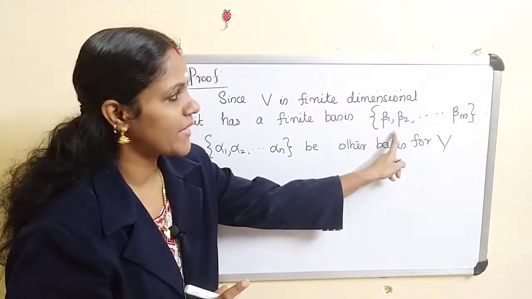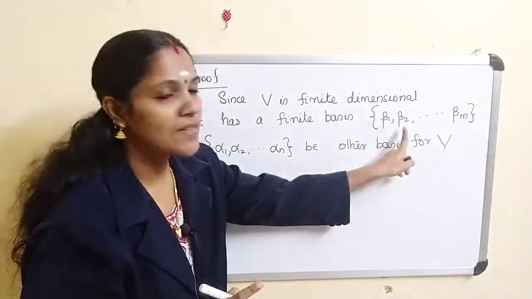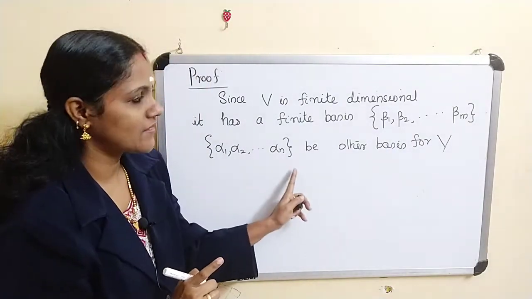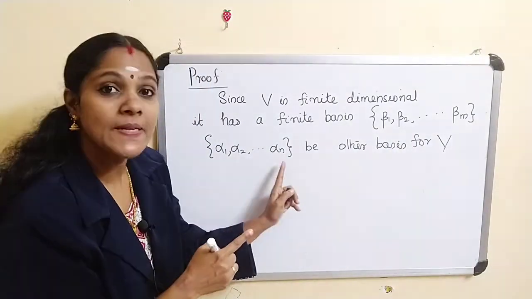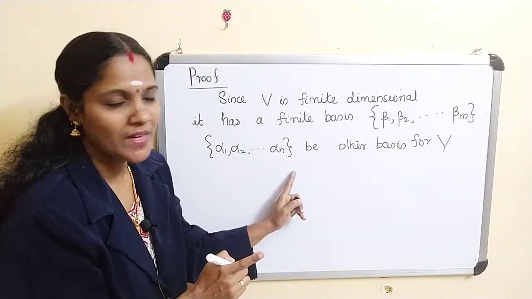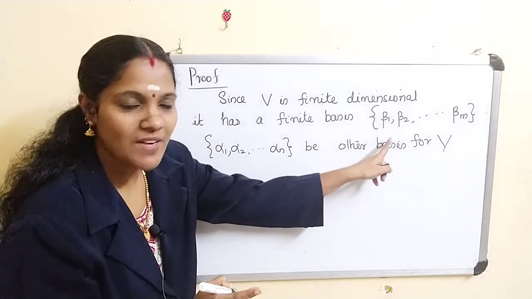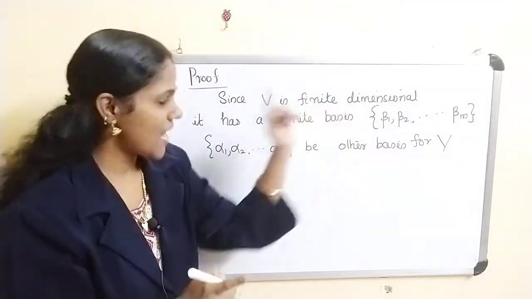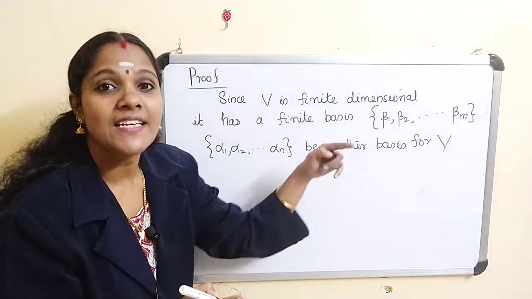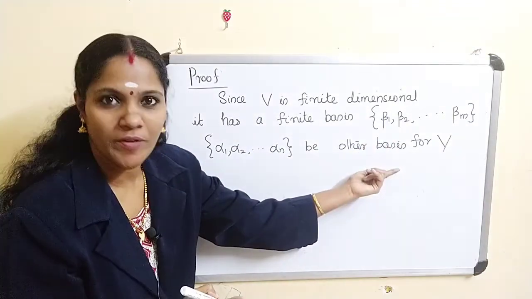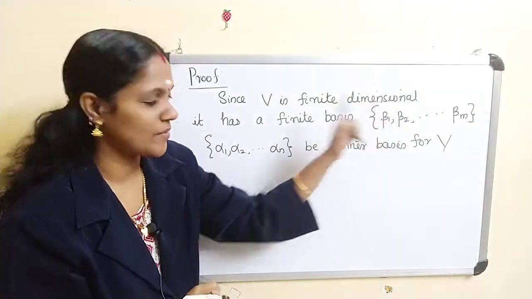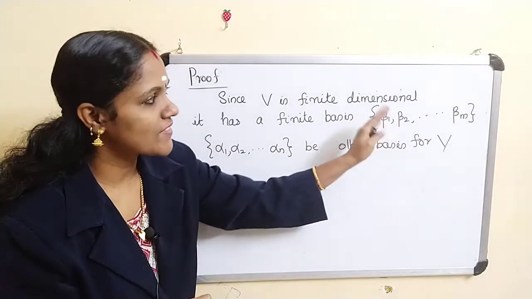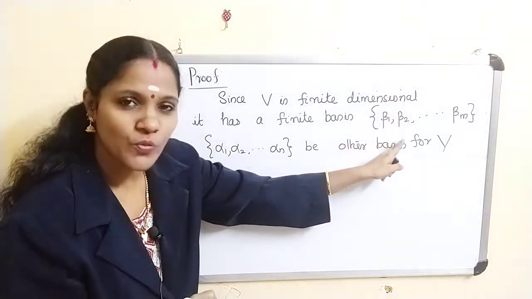This is a basis means this spans V. Also, this set is linearly independent. So beta 1, beta 2, etc., beta m spans V, and this is a linearly independent set in V. Here also, this spans V and is linearly independent. So first suppose that this spans V.